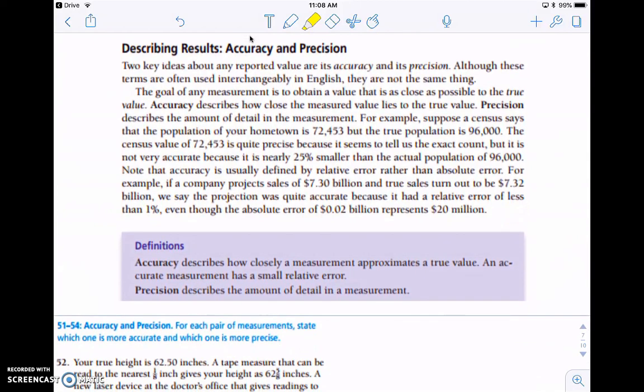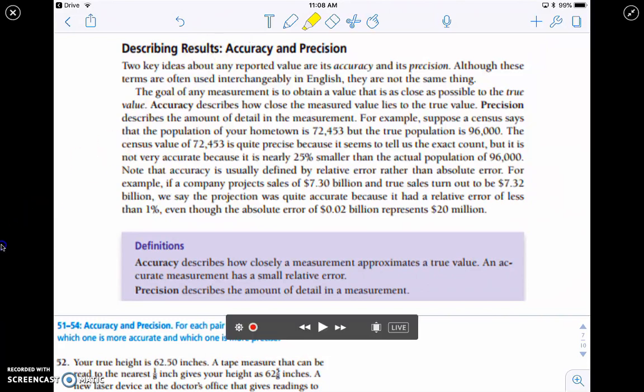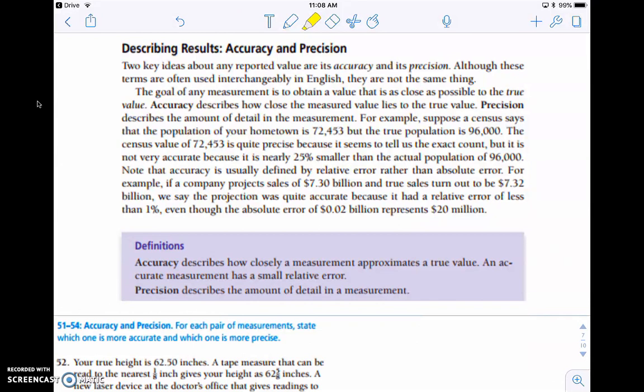Okay. So the next couple of things we're looking at are accuracy and precision. Two ideas that are actually key when we're reporting a value are accuracy and precision. Although you may often use these interchangeably, they're definitely not the same thing. So the goal of any measurement is to obtain a value that is as close as possible to the true value. And accuracy describes how close the value lies to the true value.